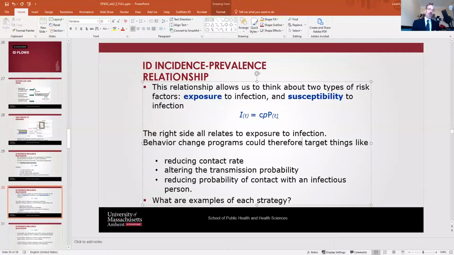So I've already illustrated examples of each strategy: reducing contact rate, keeping people socially distanced, for example; altering the transmission probability, using things like masks; and reducing the probability of contact with an infectious person, keeping people at home when they're sick. All these things can change the number of infected people at any particular time.